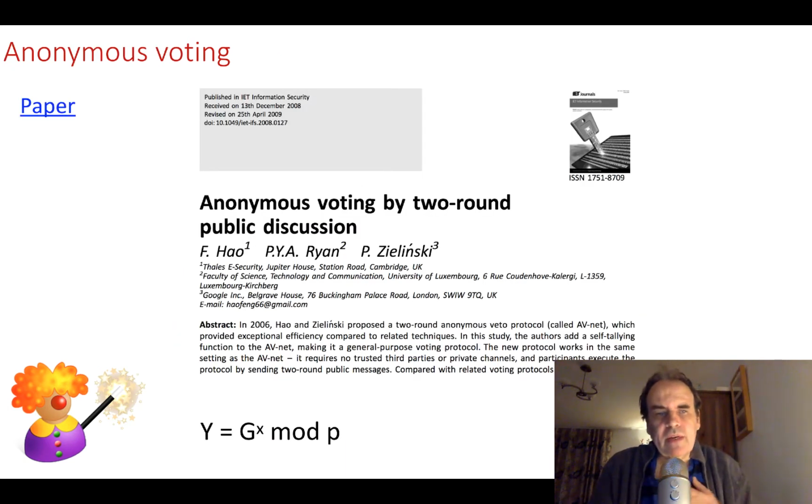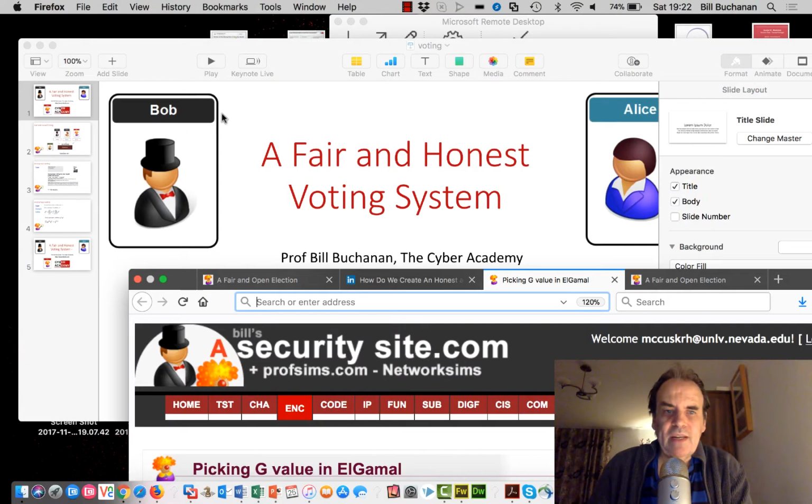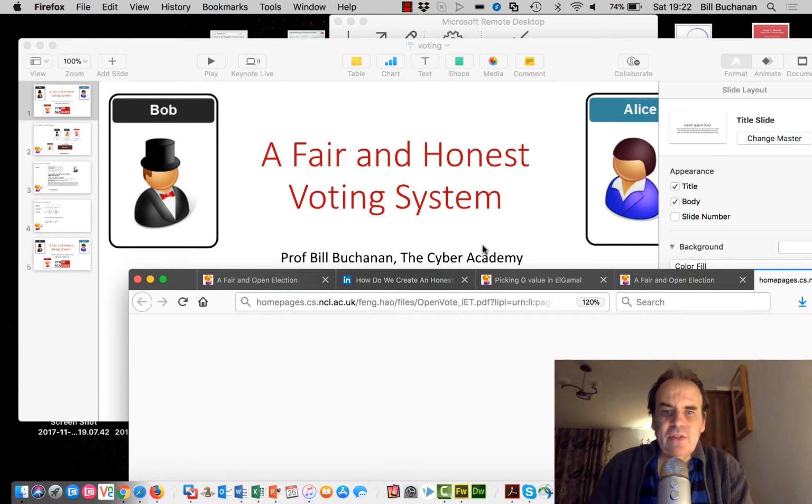The method we're going to look at is based on this paper. It's anonymous voting by two-round public discussion. It's a two-round process where citizens will register for a vote and then they will be able to cast their vote anonymously. If you're interested, the paper is here, and I'll just show you what the paper looks like here.